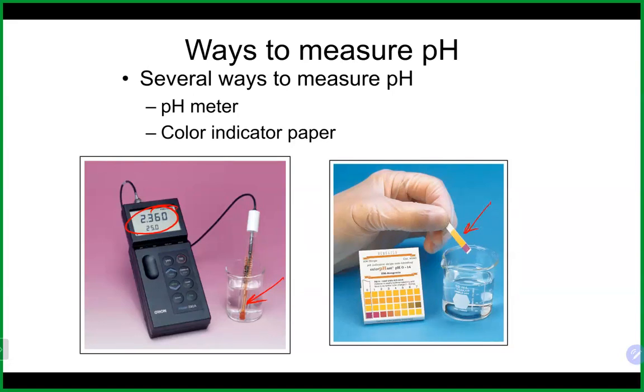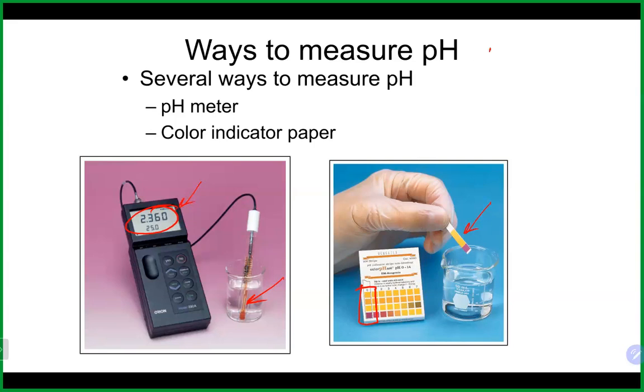Onto your pH paper, it changes color. You then try to match up the color scheme on the little scale, and it gives you an idea. Obviously not as precise or accurate as our pH meter, but it gives you an idea.